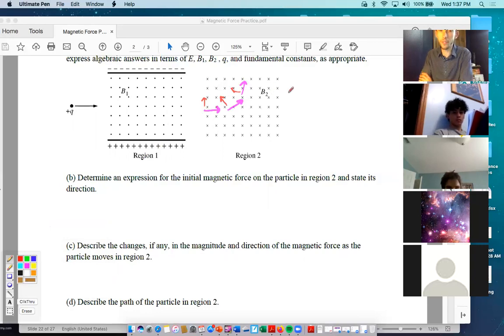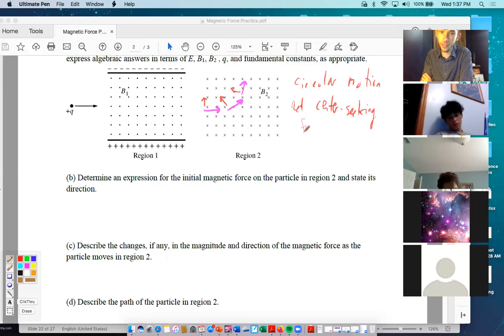So for those of you who don't remember this from general physics, this is important. For something to move in a circle, circular motion, we have got to have a net center-seeking force. What word do we give to that force? Centripetal. Yeah, we call it a centripetal or radial force.